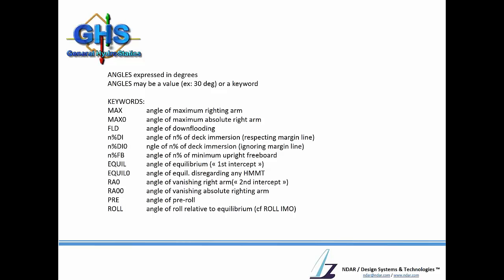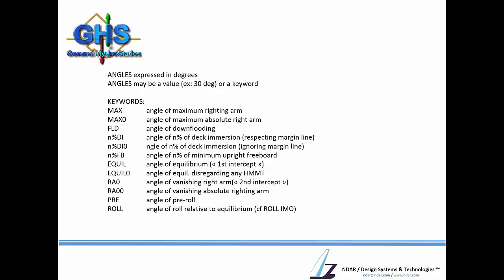FLD, flood, this is the angle of downflooding, extremely typical as well. Percentage DI, this is a percentage of deck immersion, and it's actually respecting the margin line that you would have defined in your geometry file. Percentage DI0 would be the angles of the percentage of deck immersion, but this time ignoring the margin line, so it would be to the true physical edge of your deck.